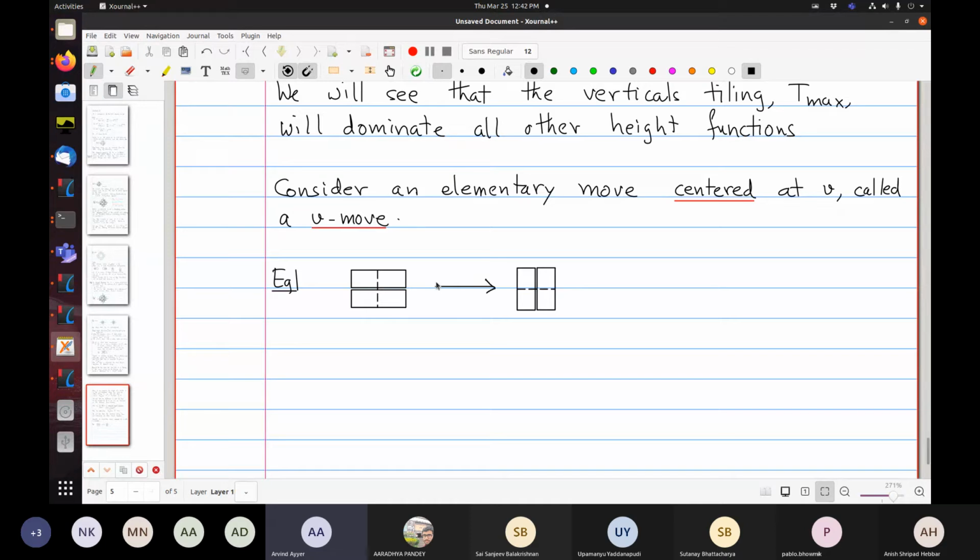So this is an elementary move, and let me hash. So there are two possibilities. Either these two are black or these two are black. So this is V. Okay, so now let's consider the heights. So I'll pick some starting height, it doesn't matter.